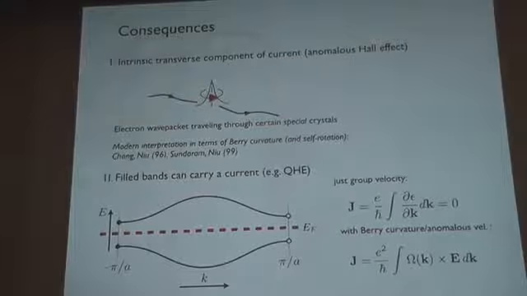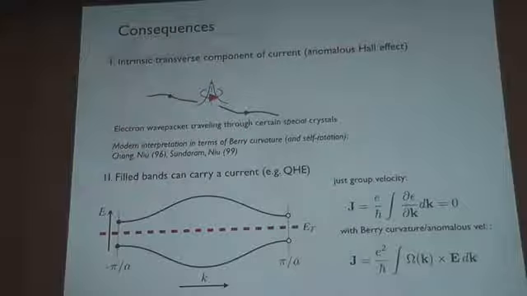And the other consequence is a little bit surprising. The other consequence is that filled bands can carry current, and that should strike you as scary. How can this happen, right? Because we know that if we just take the group velocity and integrate over the full band, then filled bands have to be inert. They should not be able to carry current.